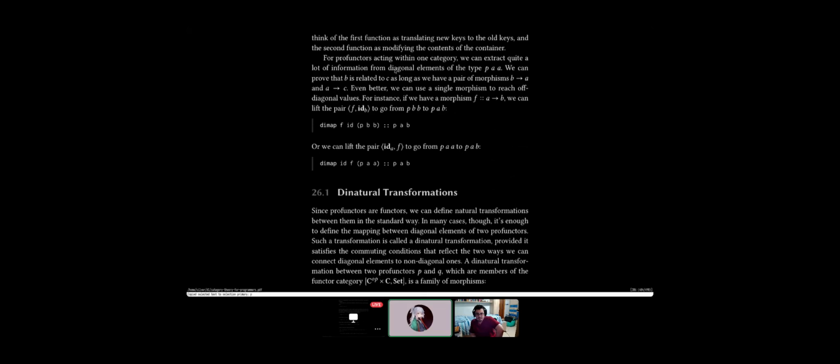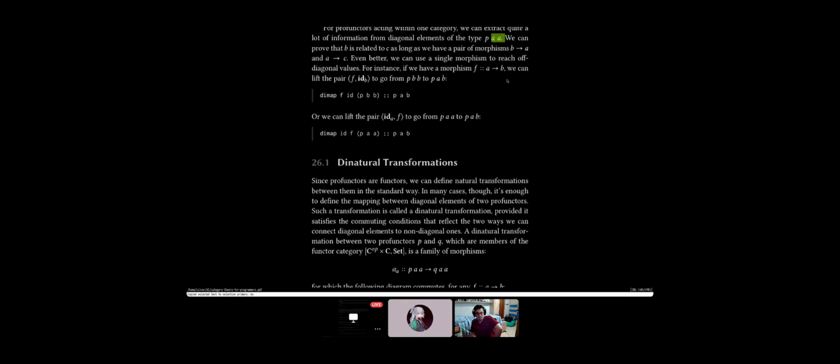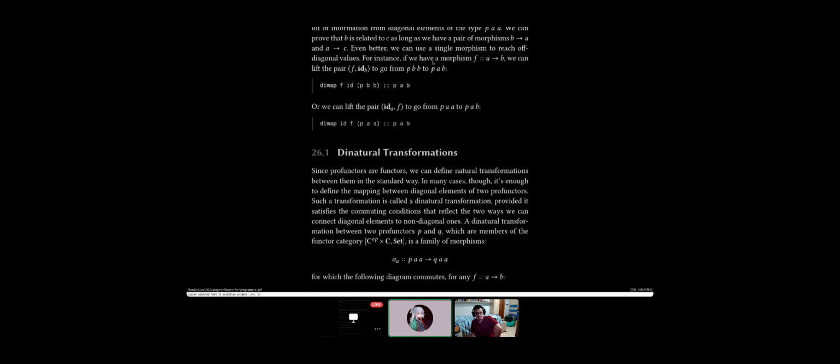And here's the part that is relevant to this chapter. For profunctors acting in one category, we can extract quite a lot of information from diagonal elements of this type, P from A to A. And we can prove that B is related to C as long as we have this pair of morphisms. This is basically just B to A to C. And even better, we can use a single morphism to reach off-diagonal values.